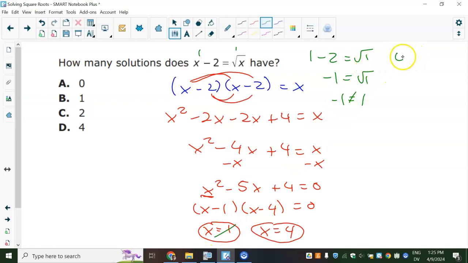And then let's check the 4. So 4 minus 2, does that equal the square root of 4? So there we get 2 equals root 4. And since we're doing the positive root, 2 equals 2. So this one checks out. So this one actually only has one answer because the 1 is an extraneous solution again.